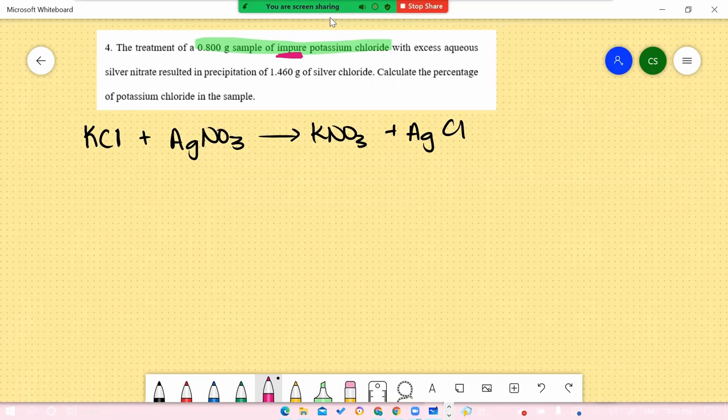So that is why we couldn't use the mass of the sample to find the percentage of potassium chloride in the sample. If it were in fact pure potassium chloride, that would mean 0.800 grams of the sample would be potassium chloride, and the percentage would be 100%. But that's not true, so we don't know what mass of potassium chloride is in this 0.800 grams of the sample.